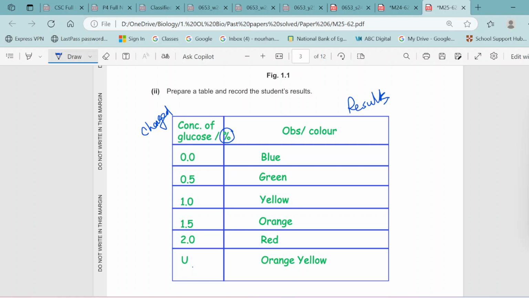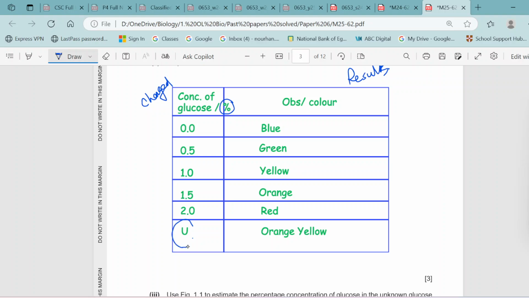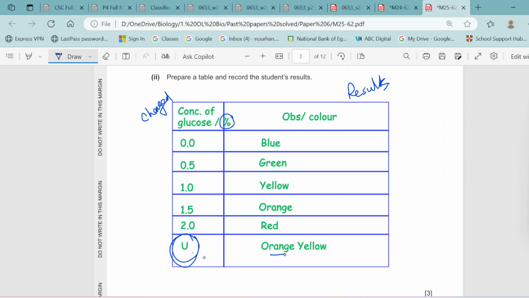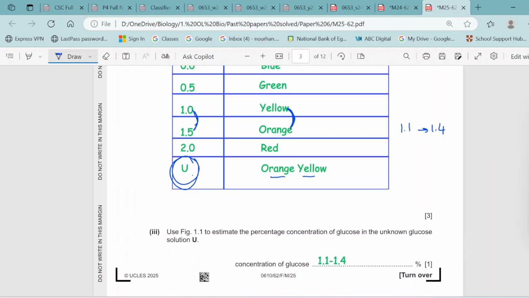I recorded the colors. Now, can I know the concentration of U? Yes. It gave me orange yellow, between these two colors. So the concentration is between these two. What was the range he gave you? From 1.1 to 1.4, because it was between these two. If it was 1, it will be yellow. If it is 1.5, it will be orange. No, it is not this or that. It is yellow-orange. So I can write any concentration between them.